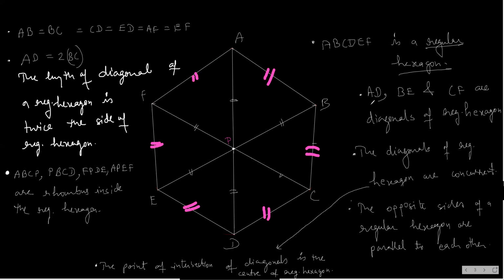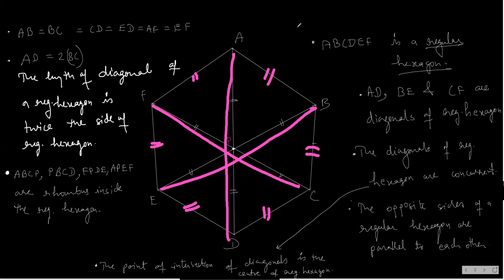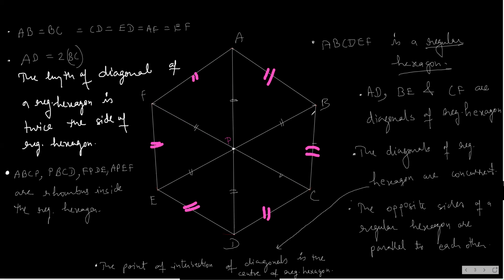Then these are the diagonals. Just now we saw what they are. These are all diagonals: AD, BE, and CF. Then the diagonals are concurrent. All the diagonals will intersect each other at one point. The point of intersection of these diagonals is the center of the hexagon. This point P is the center of the hexagon.